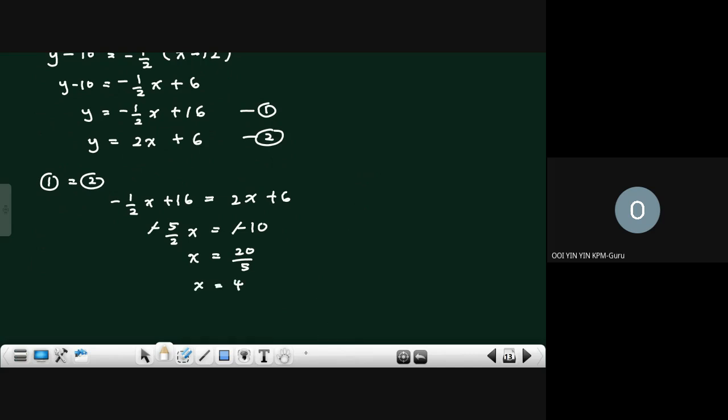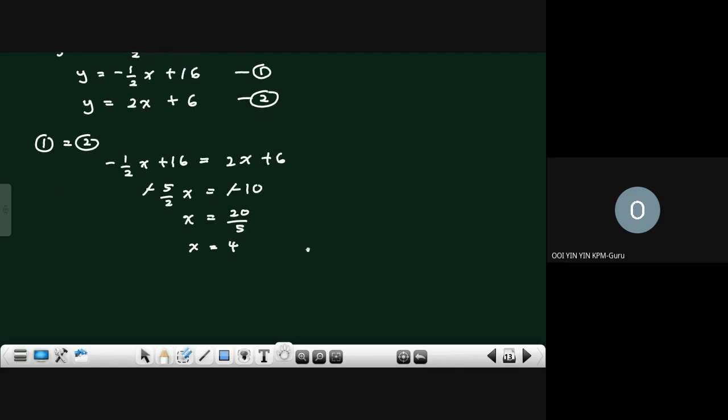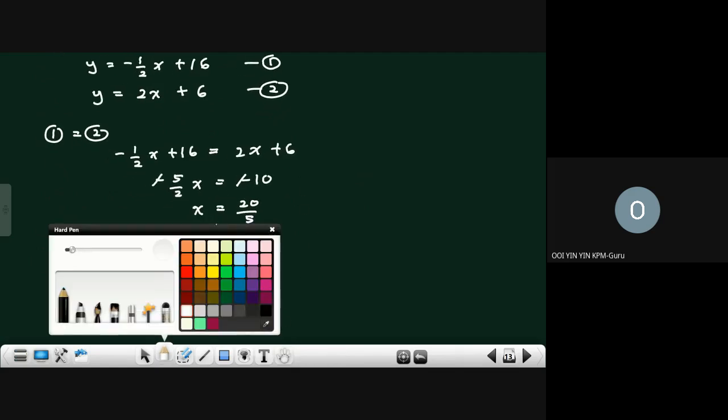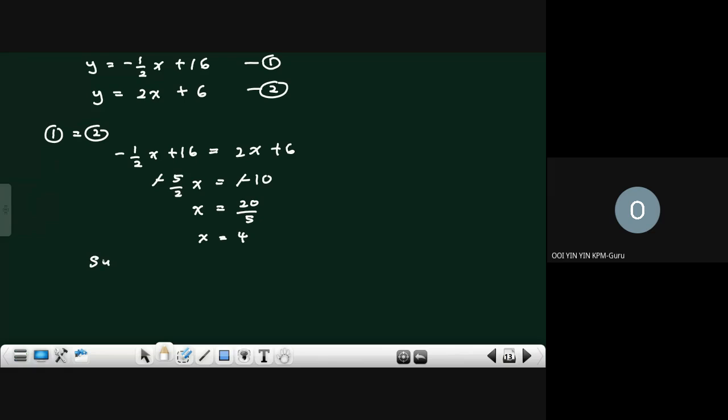Okay, so when you get your x equals to 4, don't forget we want the coordinate. So find your y. Then you can substitute your x equals to 4 into either one. We choose equation 2, the easier one, because no fraction, right? So your y will equal to 2 times 4, which is 8, plus 6, 14.